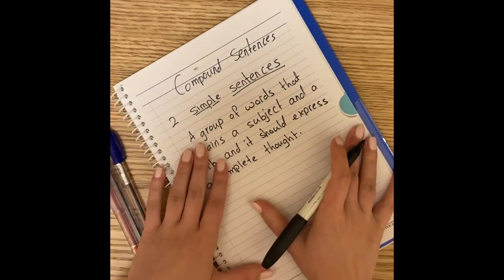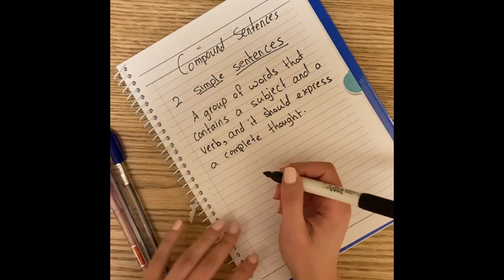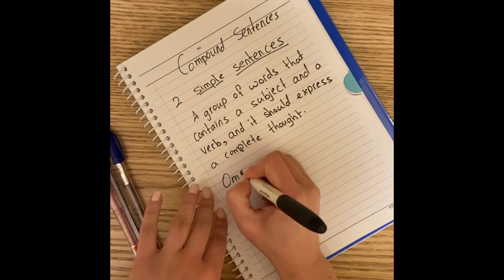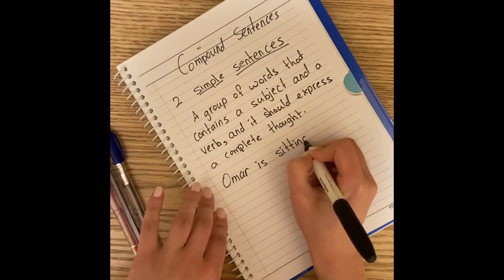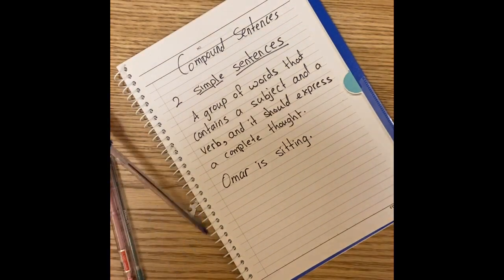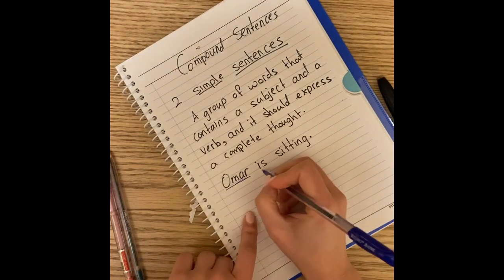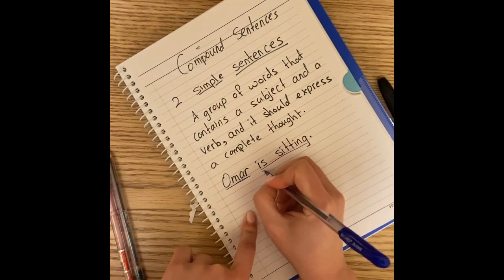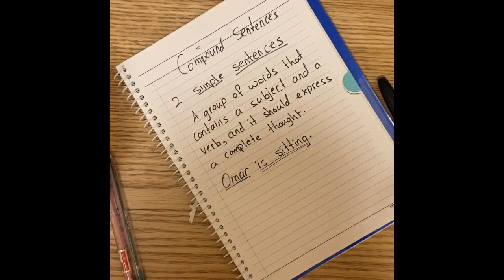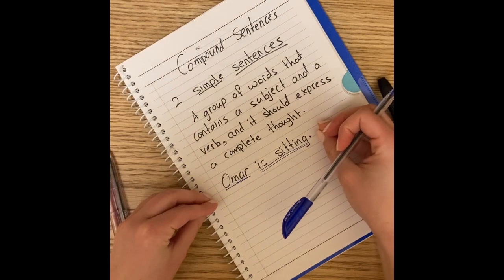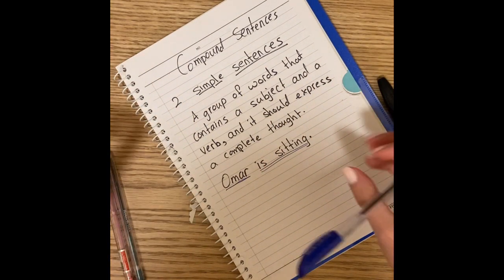Okay, now let's have some examples of a simple sentence. The first example can be Umar is sitting. Now, in this sentence, I have a subject, the doer of the verb, which is Umar. I have the verb is sitting. This is my verb, okay? And this is a complete thought. I understand what is expressed in this sentence, so it is a simple sentence.